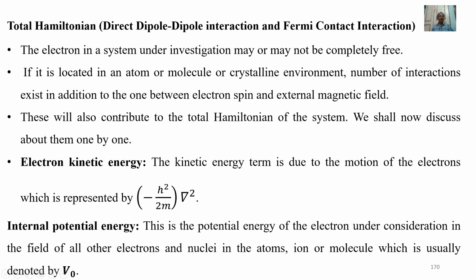The first one is electron kinetic energy. The kinetic energy term is due to the motion of the electrons, which is represented by minus h bar squared divided by 2m del squared. Internal potential energy: this is the potential energy of the electron under consideration in the field of other electrons and nuclei in the atom, ion or molecule, which is usually denoted by B0.